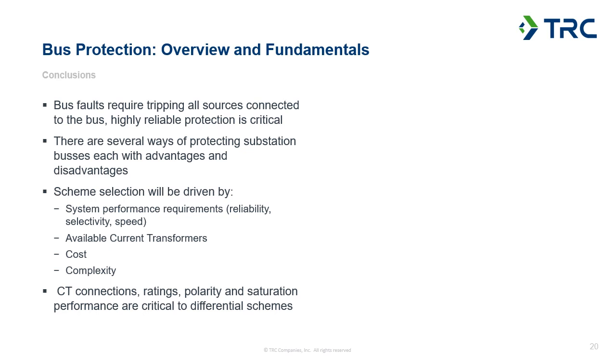that need to be weighed when a protection engineer is deciding what scheme is appropriate for a given application. And that's really going to be driven by the system performance requirements, so the reliability requirements, selectivity requirements and speed requirements, the types of current transformers that you have available for your application, and then really the cost and complexity. So obviously, if it's a non-critical part of the system, maybe you can provide a less robust protection package for your bus. Though we are seeing utilities move towards providing more advanced bus protection even on lower voltage buses due to some of the performance and reliability considerations that are coming into play.